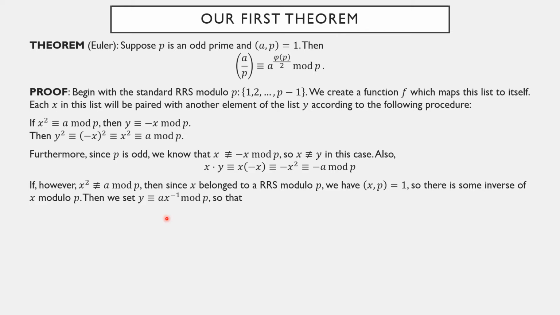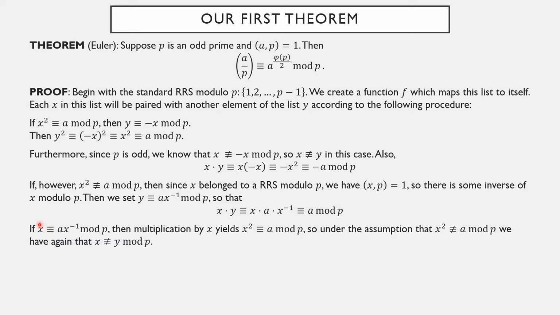Now let's suppose you picked an x whose square wasn't equivalent to a modulo p. Since we are in a reduced residue system mod p, we are relatively prime to p, so there is some x inverse, in which case I give y the value a x inverse. Now if I do x times y, since y is a x inverse, these inverses cancel, and x times y is equivalent to a. So when x squared was equivalent to a, x times its associated value f of x will be equivalent to negative a. When x squared isn't equivalent to a, x times f of x will be equivalent to a, not to negative a.